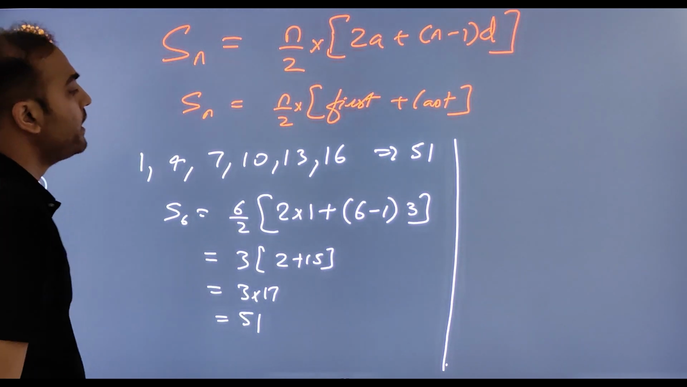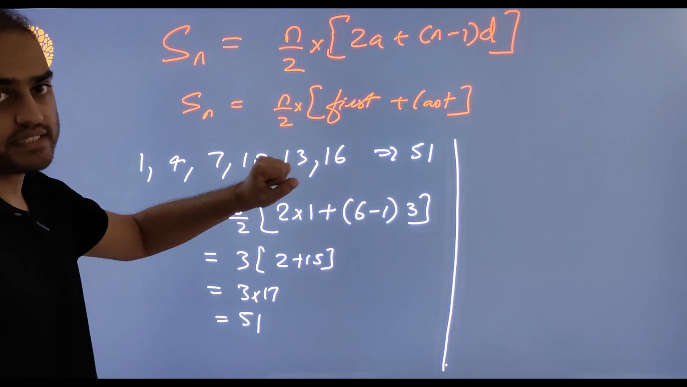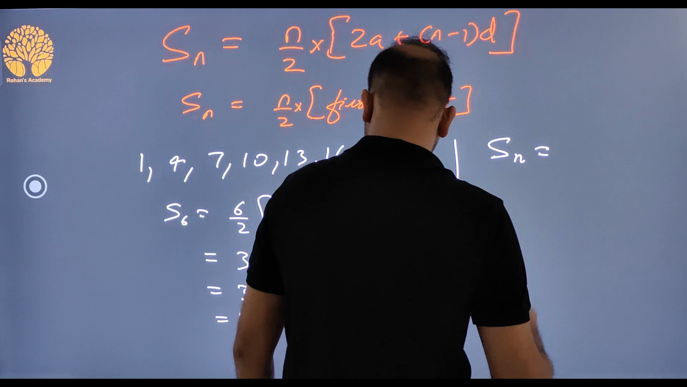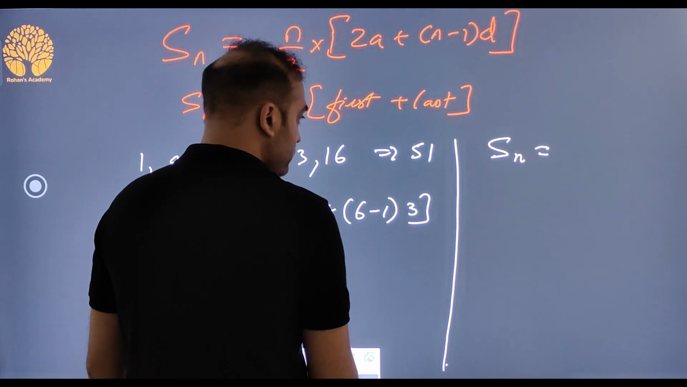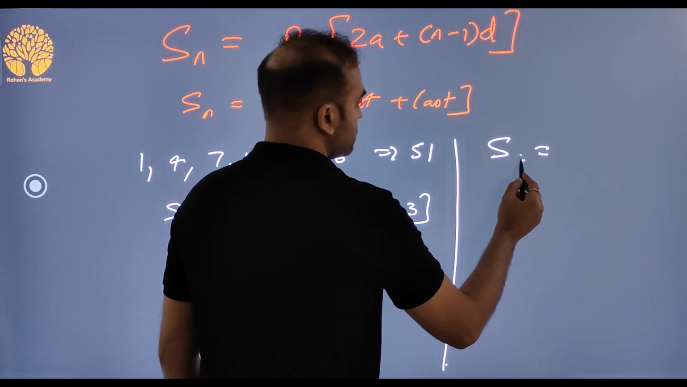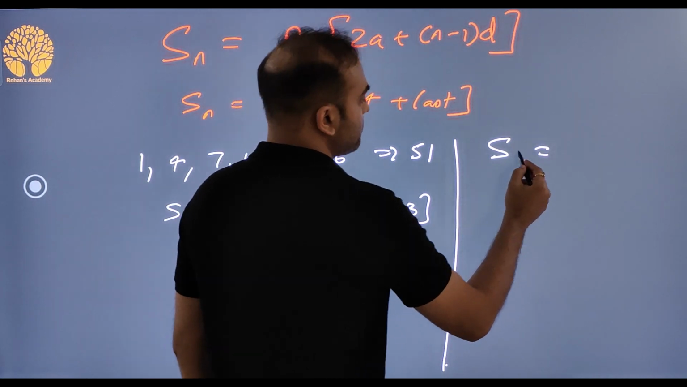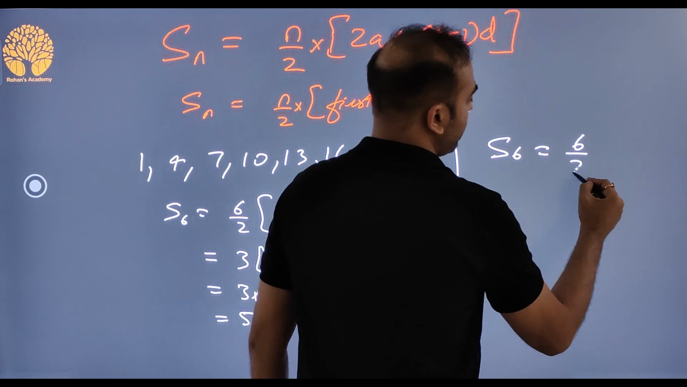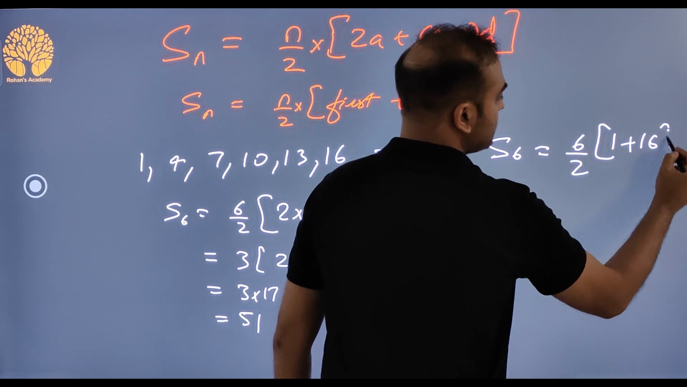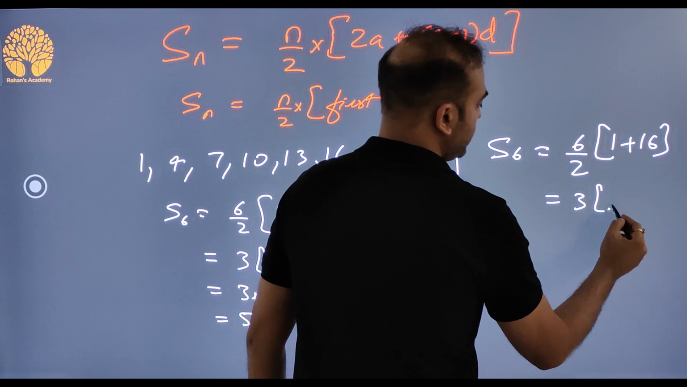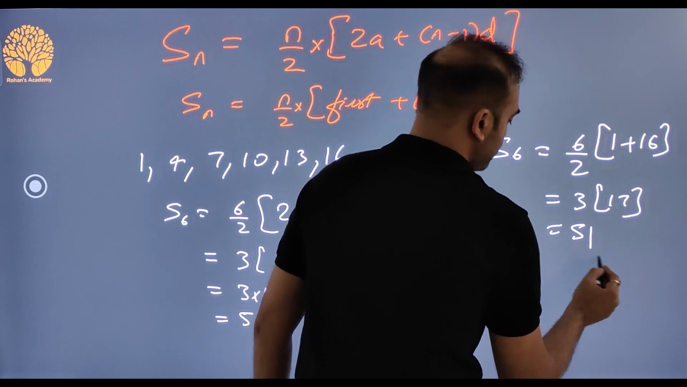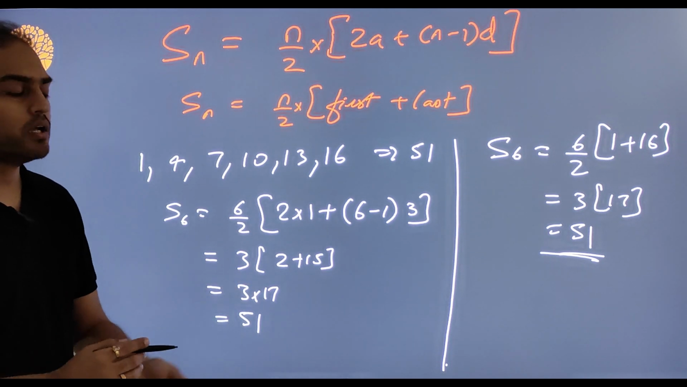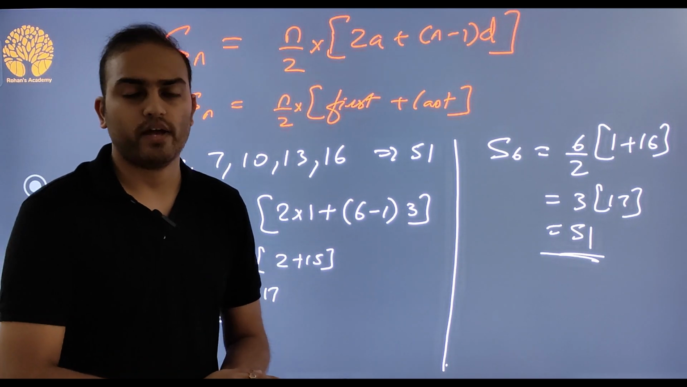At the same time, if I already know that the last term is 16, I can also do sum of 6 terms is 6 by 2 into first plus last. That's 3 times 17 again, that's 51. So this is how we use the formula for sum to find the total sum of the values.